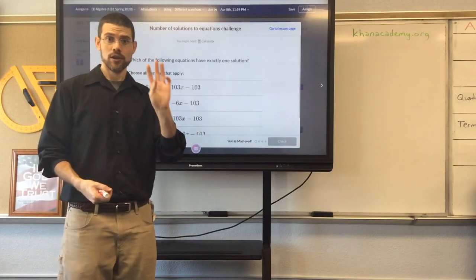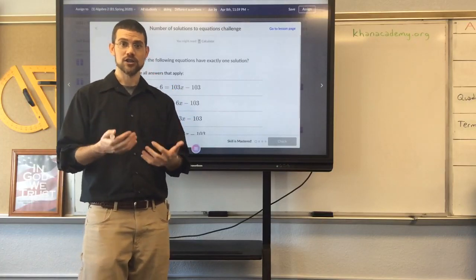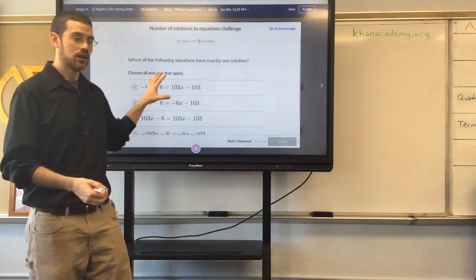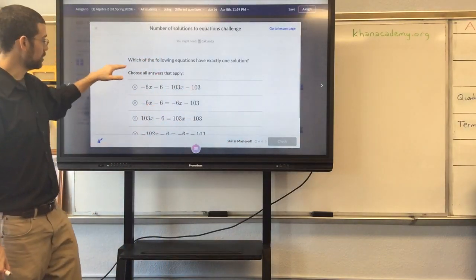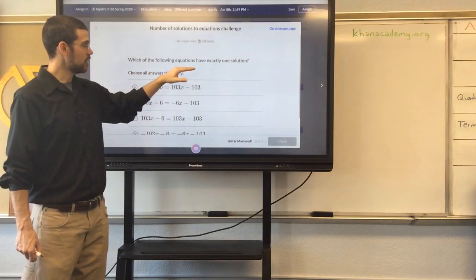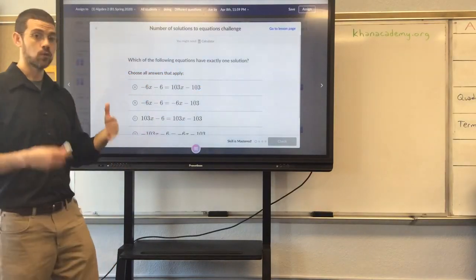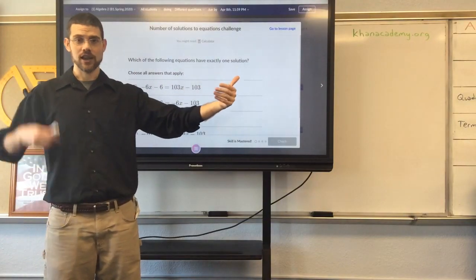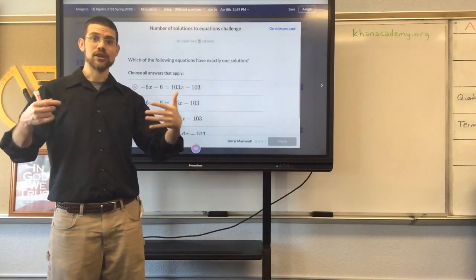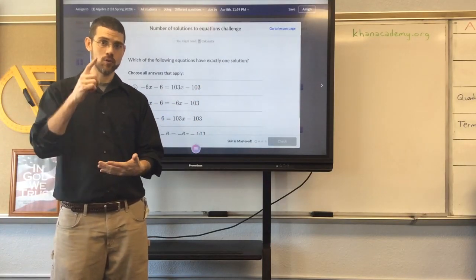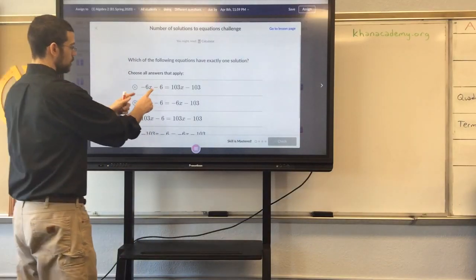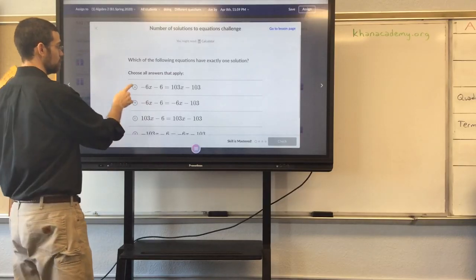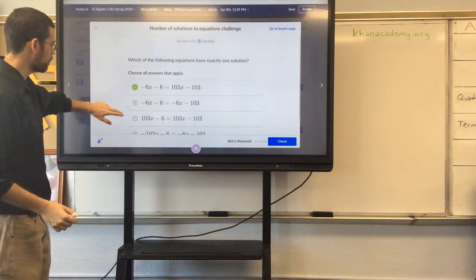Okay, so we'll use those three sets of conditions to figure out whether there's one solution, infinitely many solutions, or no solutions in this problem set. So this question is, which of the following equations have exactly one solution? So we're looking for a case where there are a different number of x's on the left side as the right, because in that case we can find out exactly what x equals, the one value it equals. So there's -6 x's, there's 103 x's.